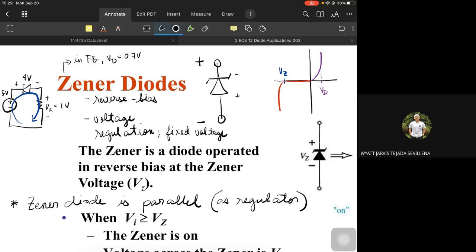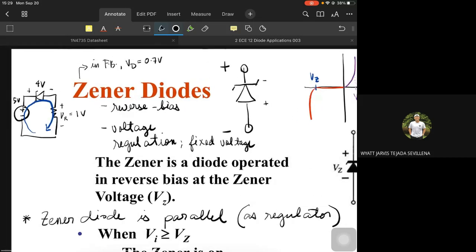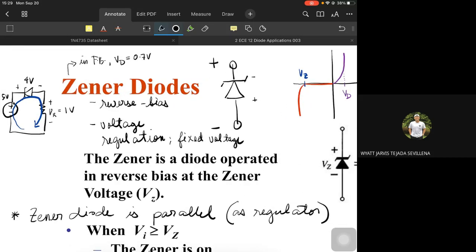But I think at the beginning, as mentioned earlier, the Zener diode operates in the reverse bias mode, and its main purpose is for voltage regulation.